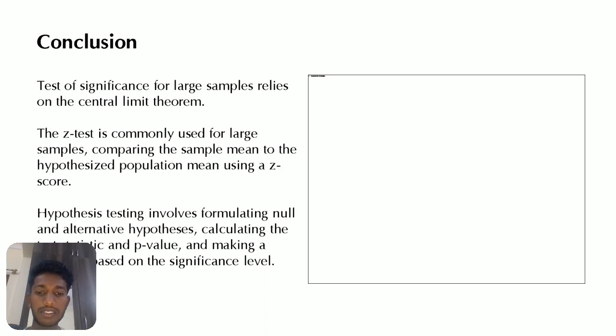Conclusion. Test of significance for large samples relies on the central limit theorem. The Z test is commonly used for large samples, comparing the sample mean to the hypothesized population mean using a Z score. Hypothesis testing involves formulating the null and alternative hypotheses, calculating the test statistic and p-value, and making a decision based on the significance level.